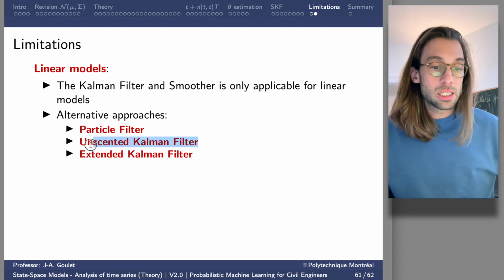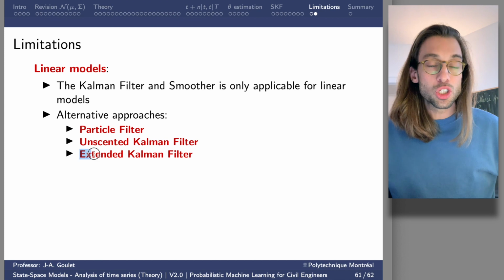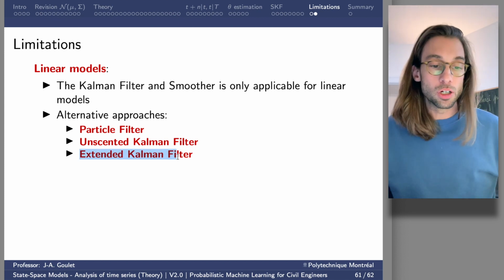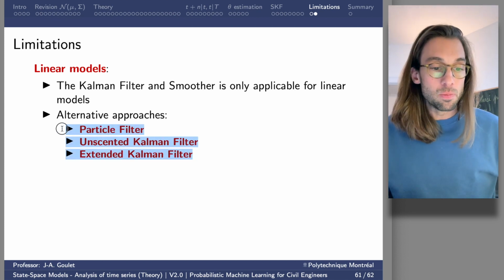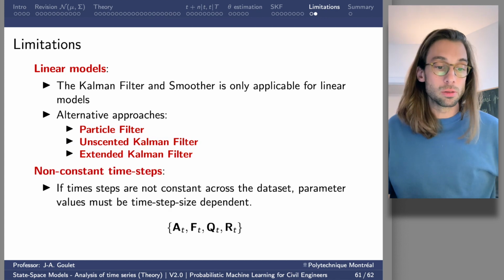So unscented is going to use some sample point estimation. Extended Kalman filter is going to linearize your nonlinear function. So all these methods are alternatives that you can use if you have either nonlinear transition or observation models.